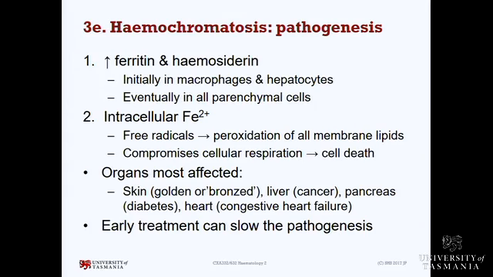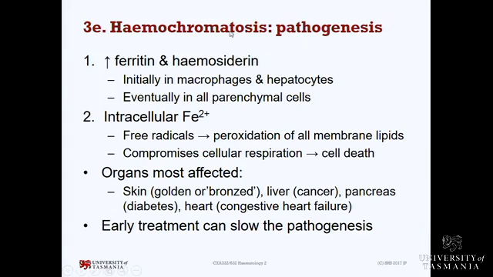So initially it is our macrophages and hepatocytes that are most affected by this and become overloaded with iron, and then it becomes every cell in the body, because every cell in the body uses iron. So most cells have the potential for iron damage. Having said that, there are a few organs in the body that have a predilection for iron, so they use a lot of iron, and so the clinical signs and symptoms tend to be associated with these organs.